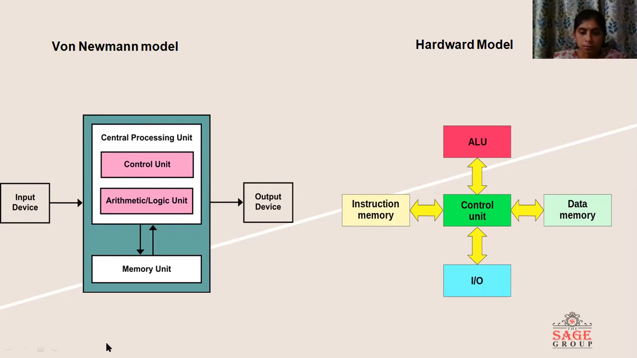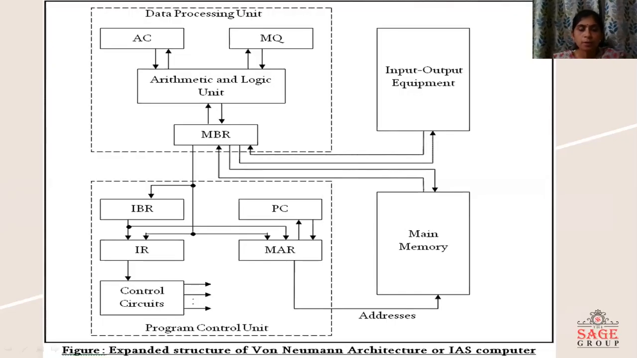Today's main target is to discuss the von Neumann architecture, or IAS, Institute for Advanced Study computer. It is also known as Princeton architecture. The main target is to discuss the different types of data processing unit registers and program control unit registers, so we will discuss all the registers. This is the machine structure of the von Neumann model.